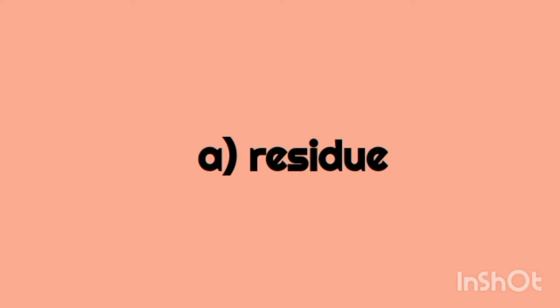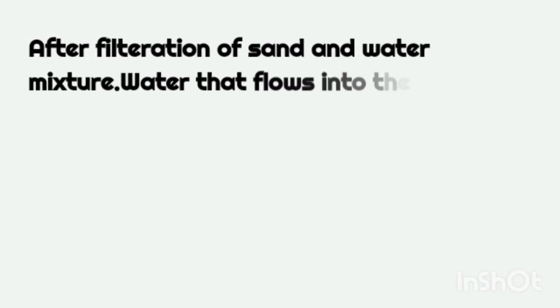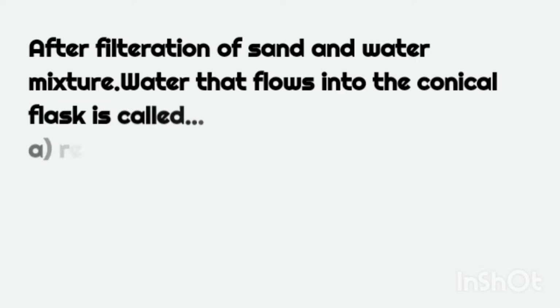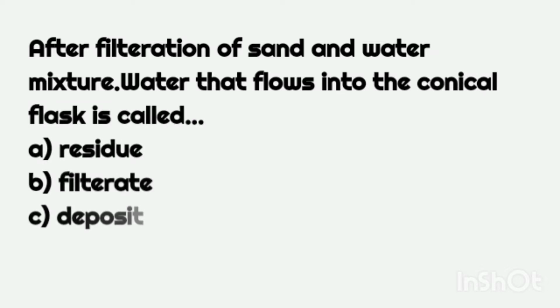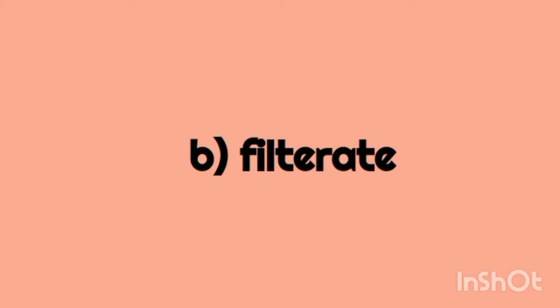Our next question is, after filtration of a sand and water mixture, the water that flows into the conical flask is called A, residue, B, filtrate, and C, deposits. And our answer is filtrate. Yes, the liquid that flows into the conical flask after separation of sand and water is filtrate.